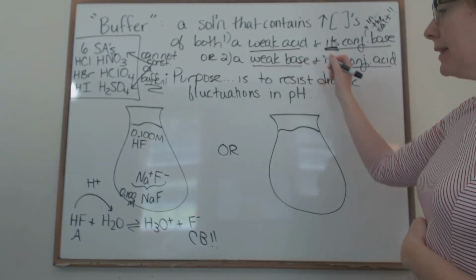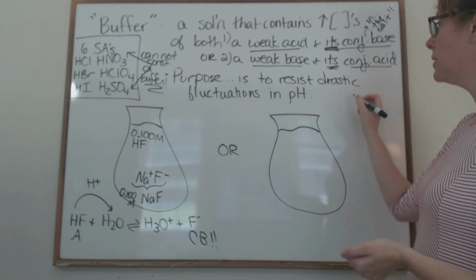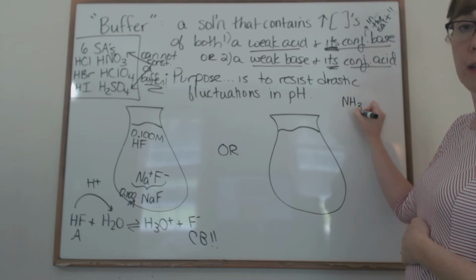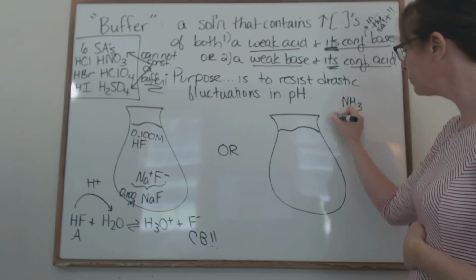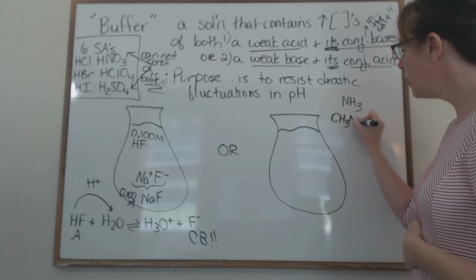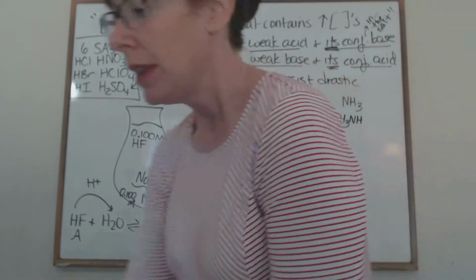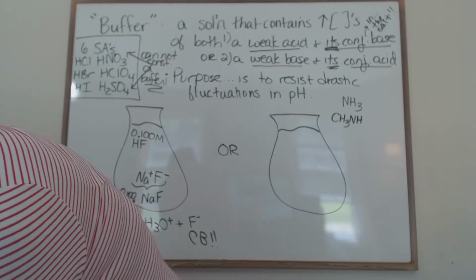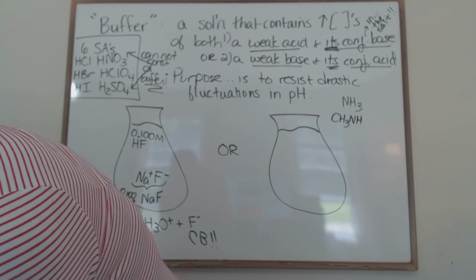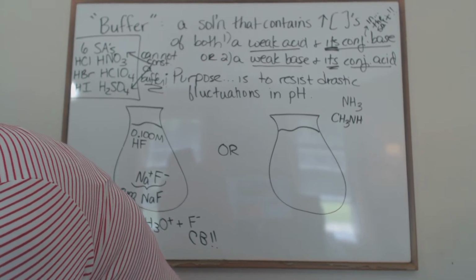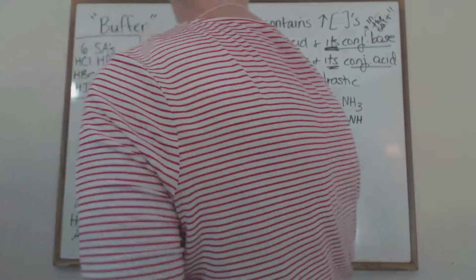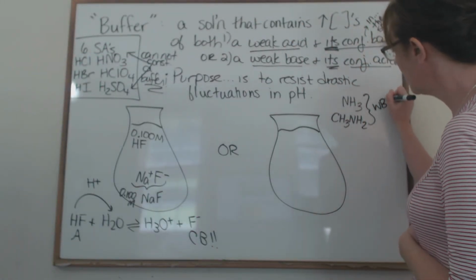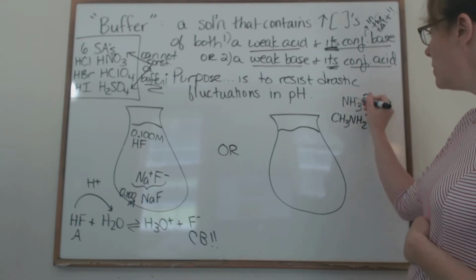Now, weak bases, honestly, I'll just give you the two most famous ones. The two most famous weak bases are probably ammonia, which is NH3, and then there's this other one, CH3NH2. Let me look at it real quick, just because the weak bases are CH3NH2. These are very famous weak bases. So let me just pick ammonia.